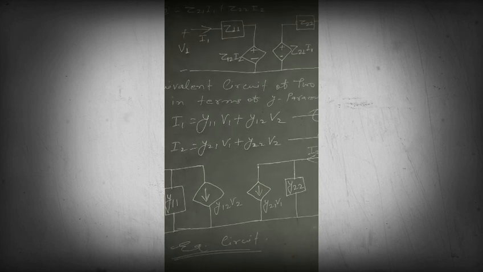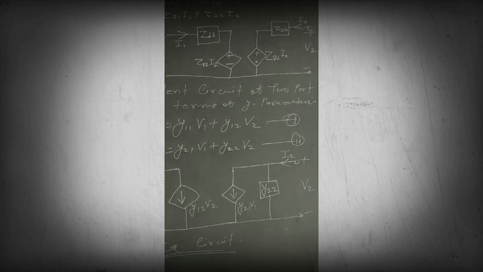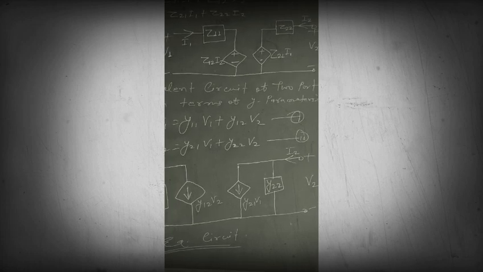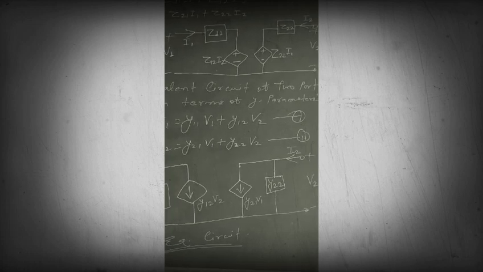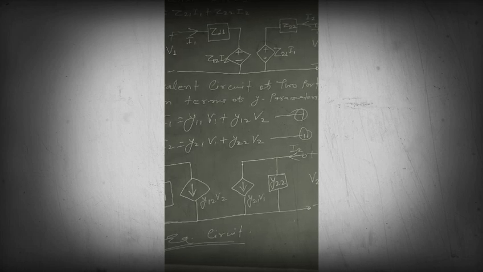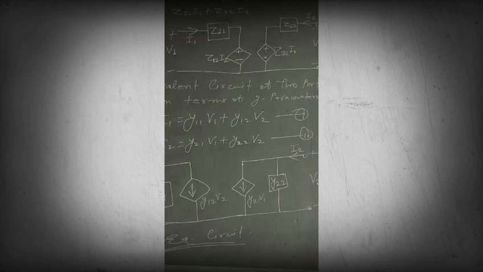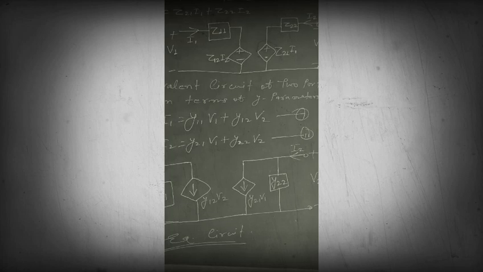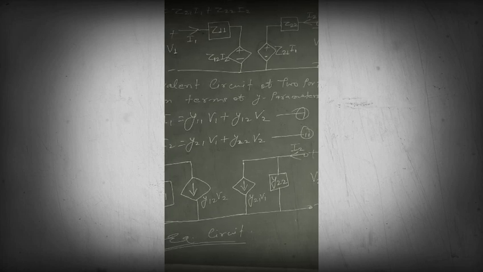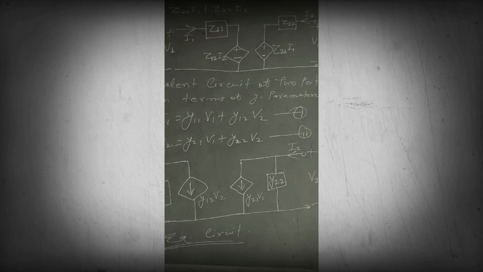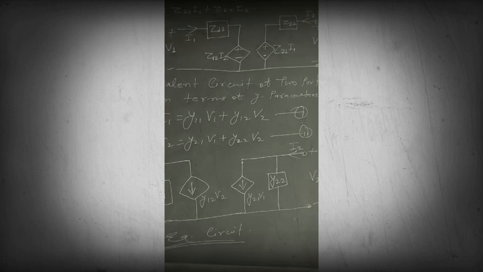So here we see that across the secondary port we have the voltage V2 and current I2. Current I2 has two terms, one is Y21 into V1 plus Y22 into V2. So first let us see Y22 into V2. When we represent Y22 by a shunt branch admittance, then the current flowing through this one will be V2 into Y22. Now we have the second term, Y21 into V1.